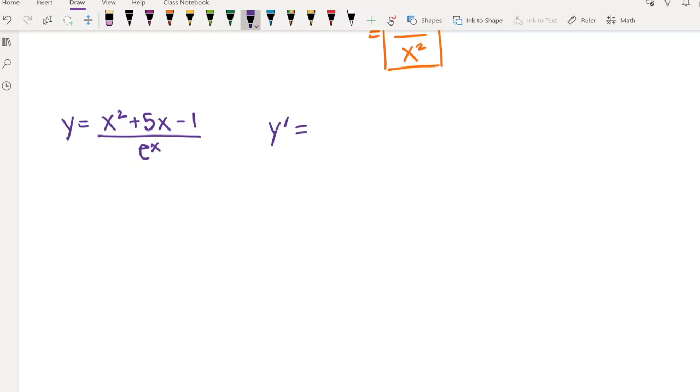So I'm going to use that same idea that I did in the other one and write out, okay, we're taking the derivative of the top and we're multiplying that with the bottom. And then we're taking the derivative of the bottom and multiplying that with the top.